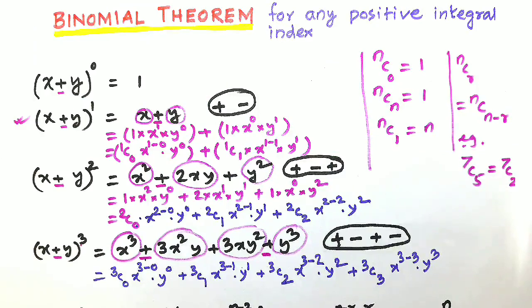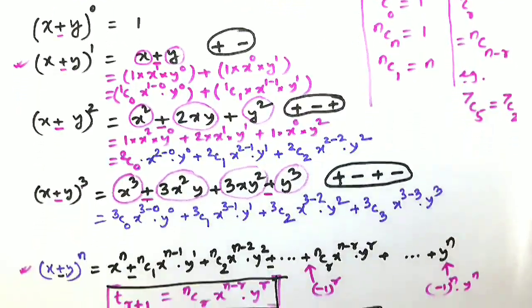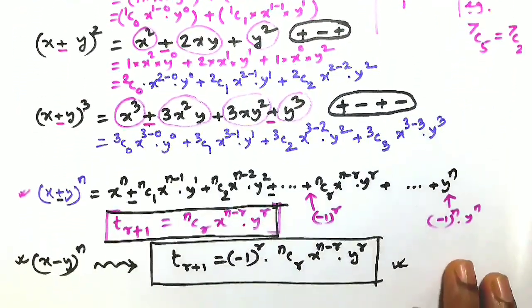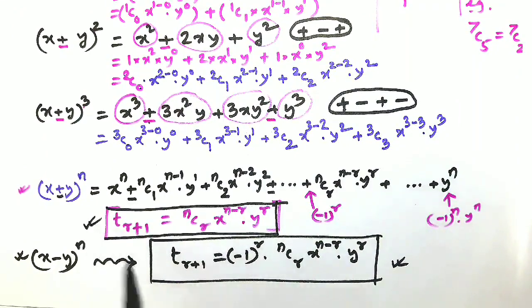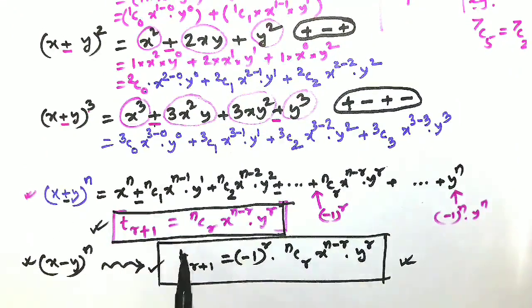In the last tutorial, binomial theorem for any positive integral index, we got the general terms of (x + y)^n and (x - y)^n. In (x + y)^n, we got the general term nCr x^(n-r) y^r, and in the expansion of (x - y)^n, we got the general term as (-1)^r nCr x^(n-r) y^r.